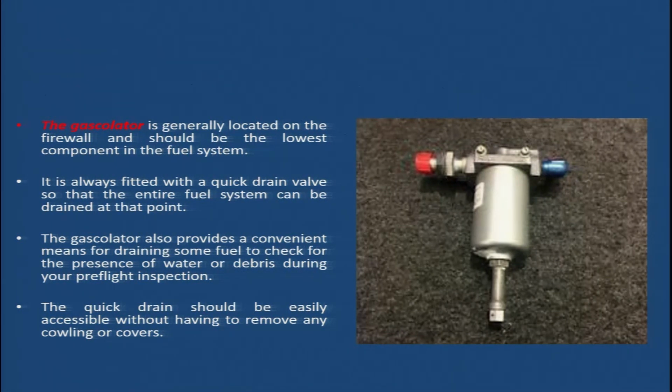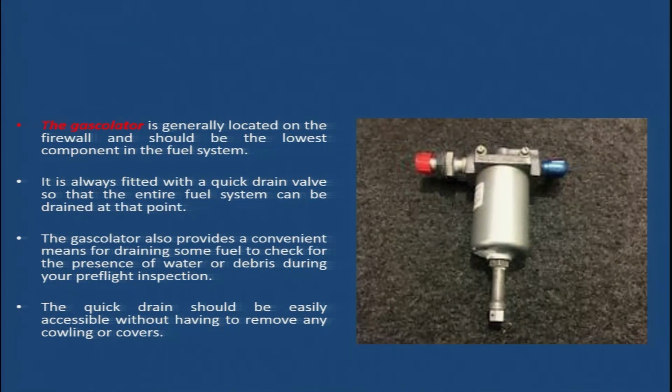The gascolator also provides a convenient means for draining some fuel to check for the presence of water or debris during your pre-flight inspections. During our pre-flight inspections, as part of our regular maintenance, we also take fuel samples and check for sediments in the fuel, check for water presence in the fuel. So that sample can also be drawn through this drain valve, which is at the bottom of the gascolator.